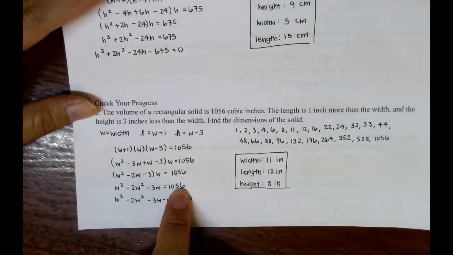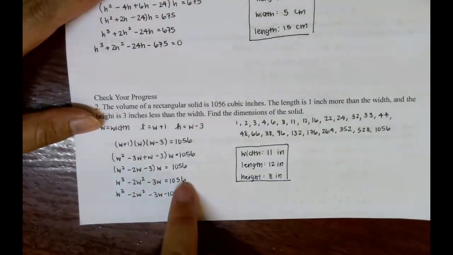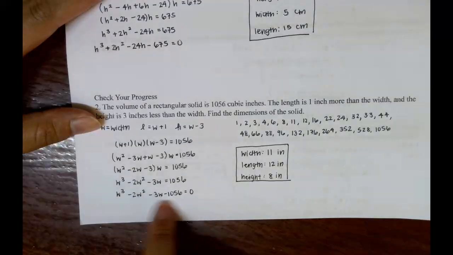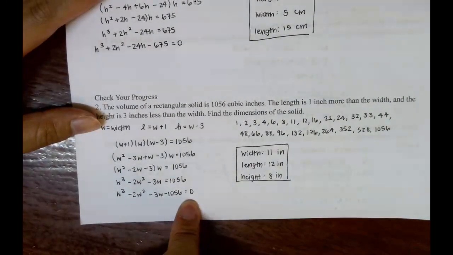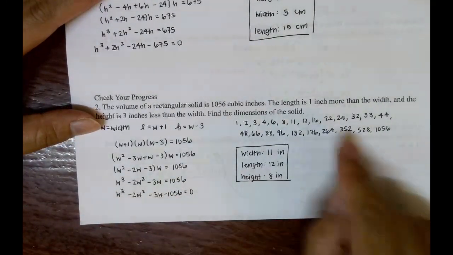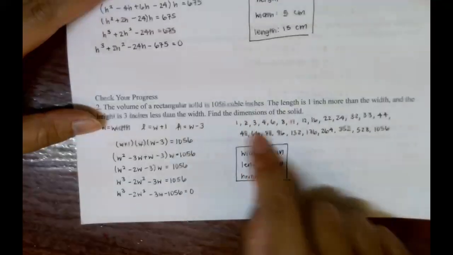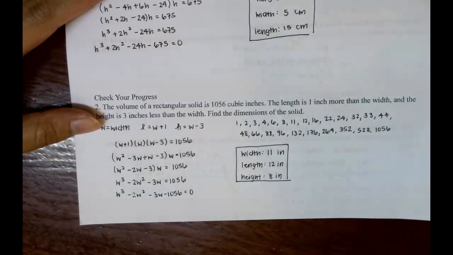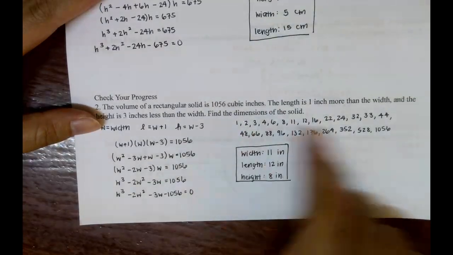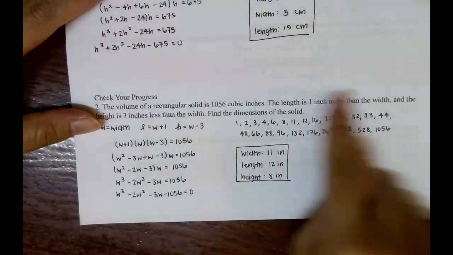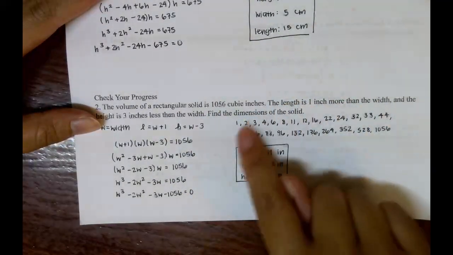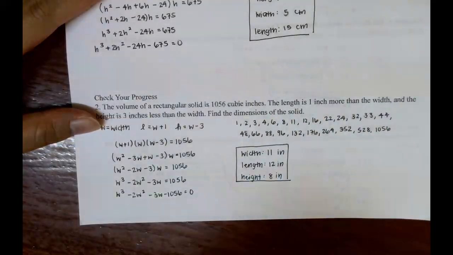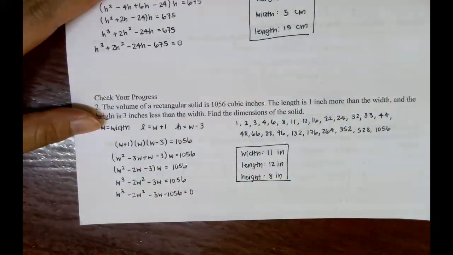And then in order to solve this, I need to move it all to the same side. So I subtracted the 1,056 on both sides. Then I wrote all of the possible rational zeros. I didn't do the negatives because length, height, and width can't be negative, so I only wrote the positive ones. These are all of the factors of 1,056. After that, I started picking which ones I thought would help.